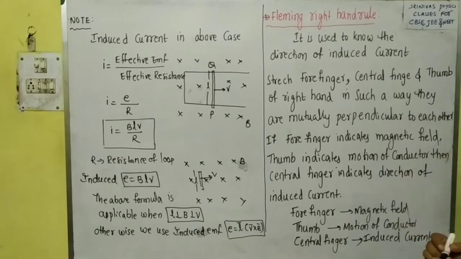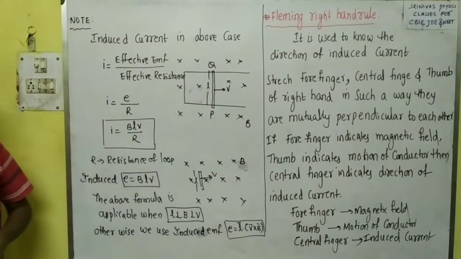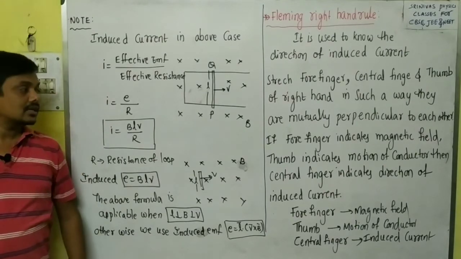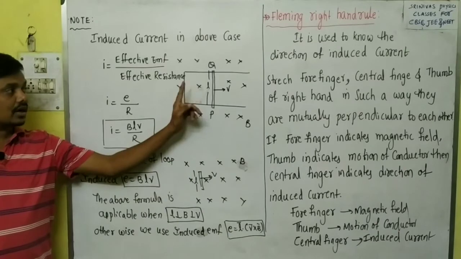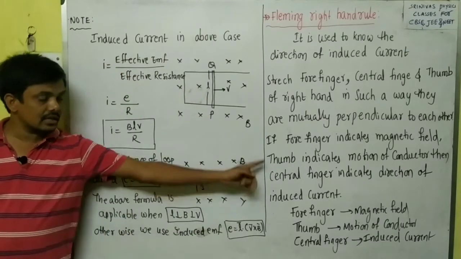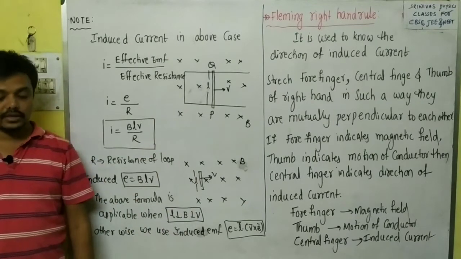This is our Fleming right hand rule. Okay? Fleming right hand rule. Now take the screenshot and note it. In this I will show the direction of induced current, how it will be there, right? Based on the Fleming right hand rule. Now you take the screenshot and note every point.